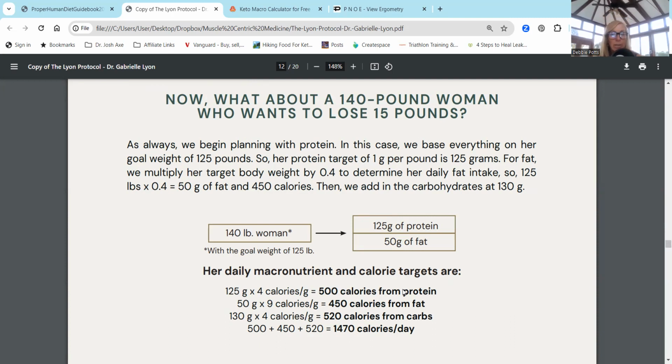How do you figure out your carbohydrates and your fat? Well, Dr. Lyon talks about fat: take her body weight times 0.4 to determine her daily fat intake. So 125 pounds times 0.4 gets 50 grams of fat. Fat is 9 calories per gram times 50 grams, so that's 450 calories of fat. Then add in the carbs. 130 grams of carbs is kind of your starting point.